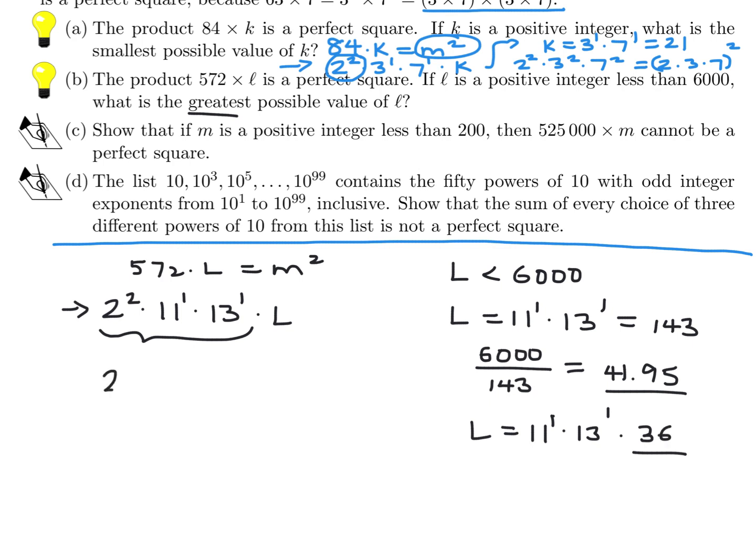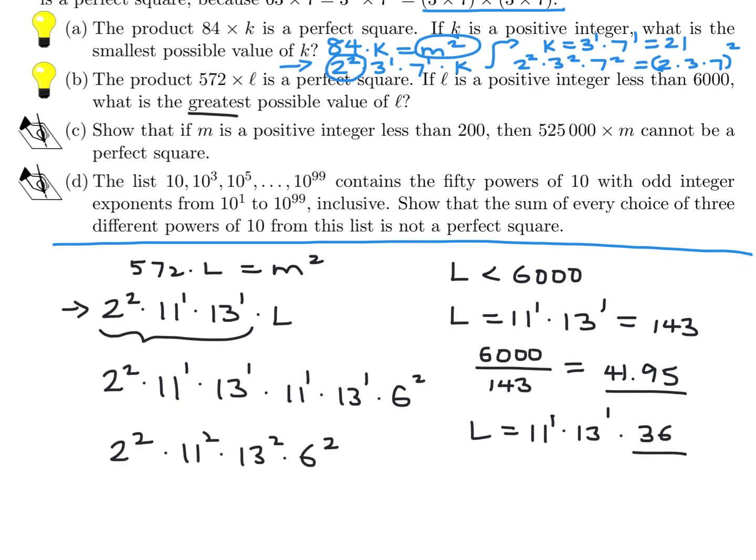So this would basically become 2 to the power of 2, 11 to the power of 1 times 13 to the power of 1. Then L is 11 to the power of 1, 13 to the power of 1. And I'm going to write 6 squared for 36. So this becomes 2 squared, 11 squared, 13 squared, and 6 squared. And that can be written as 2 times 11 times 13 times 6, all squared. And that is, of course, of the form m squared.